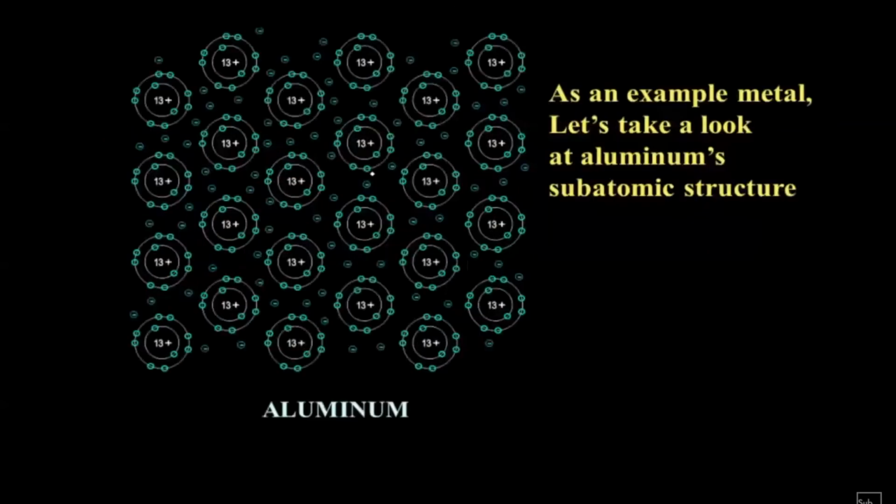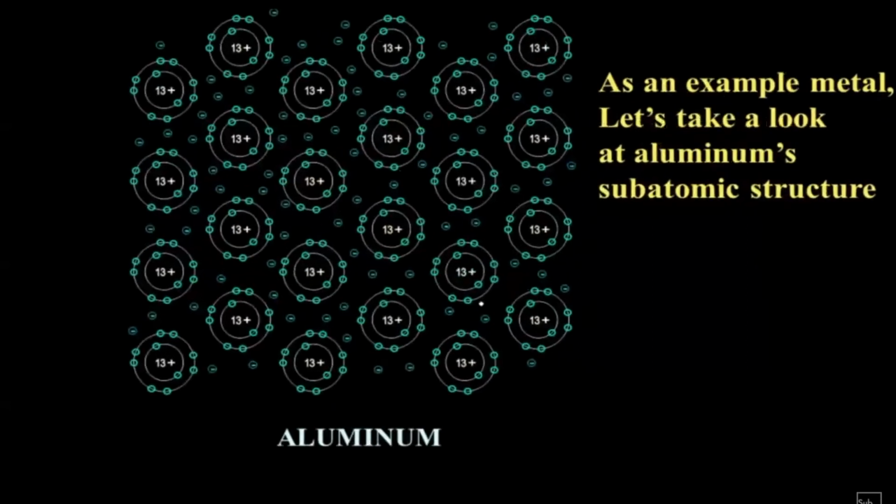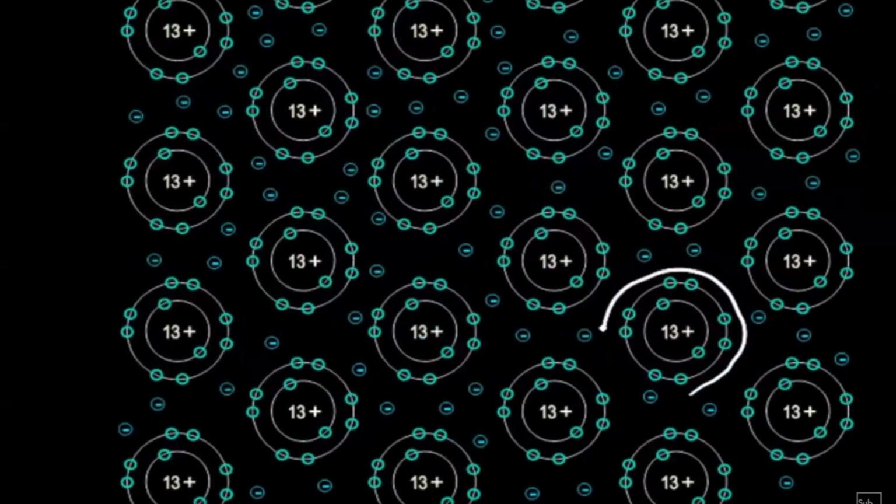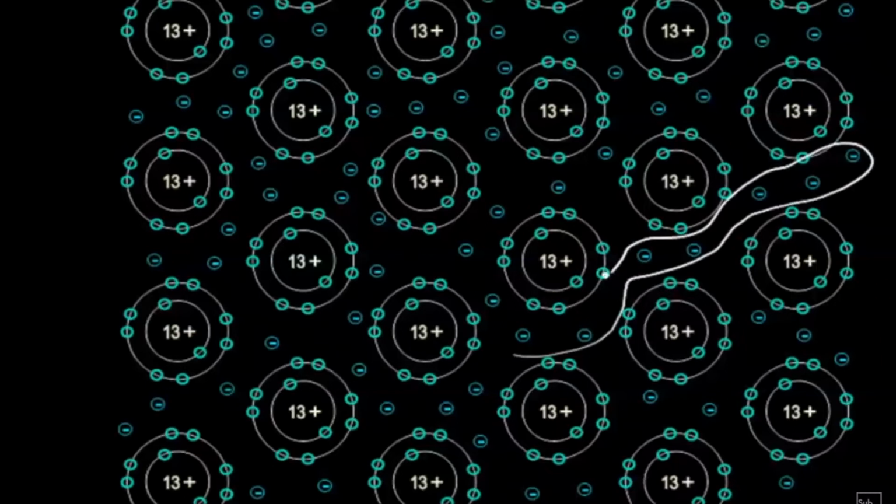So as an example, we'll take a look at aluminum. Looking at the subatomic structure, we can see each aluminum atom has 13 protons, but only 10 electrons. It has given up the 3 valence electrons to what is called the electron sea. This is why it's called the electron sea model. The space in between each atom is filled by the valence electrons that have been given up by each metal atom. So the metal atoms become cations, positively charged ions, and the valence electrons are loose in the spaces between the cations.